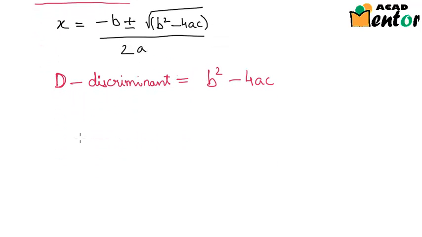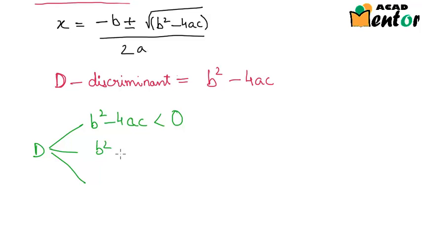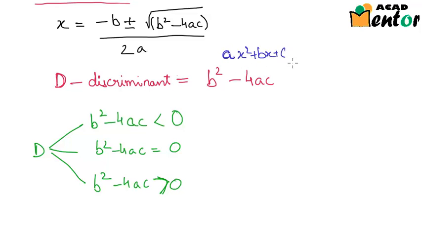Let's see. So there are three possibilities for the value that this D can take. The first one being b² - 4ac, or D, is less than 0, or b² - 4ac can be equal to 0, and the third possibility is b² - 4ac is greater than 0. So in these three different possibilities, there are three different outcomes for the nature of roots that a particular equation ax² + bx + c = 0 would have.